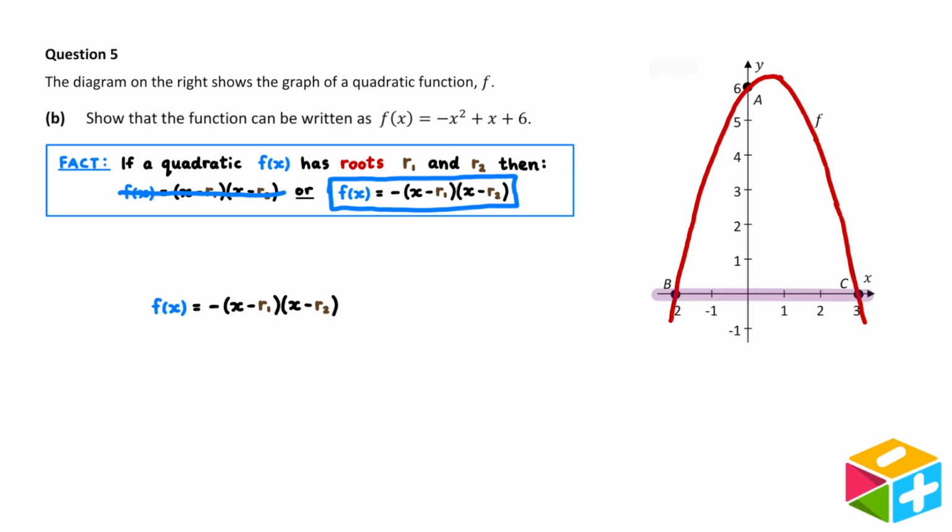The roots of the quadratic are the locations where the graph crosses the x-axis. In our function, the roots are -2 and 3. So these are the values for r1 and r2. Let's sub these values into the expression we had. We can simplify by noting that minus -2 is the same as +2.